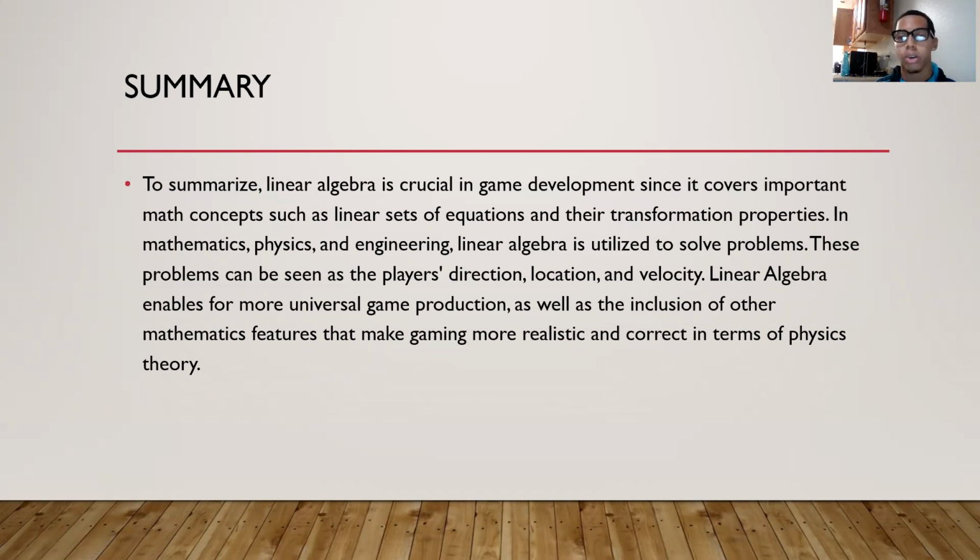And then, as mentioned already, because we have the information such as their direction, location, and velocity, we're able to determine other stuff, as mentioned before: the damage, the distance, how much speed, so you get the picture. And linear algebra enables more universal game production, as well as the inclusion of other mathematical features that make gaming more realistic and correct in terms of physics theory.